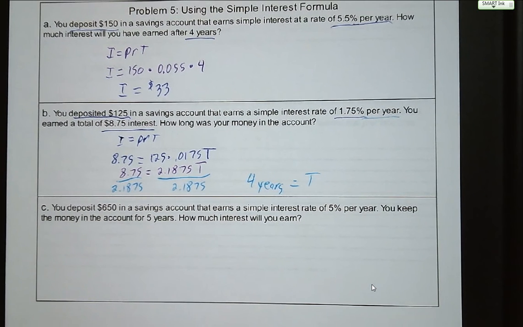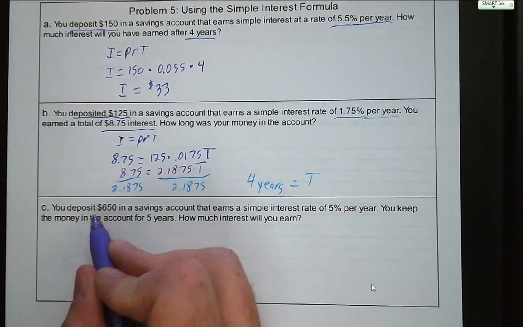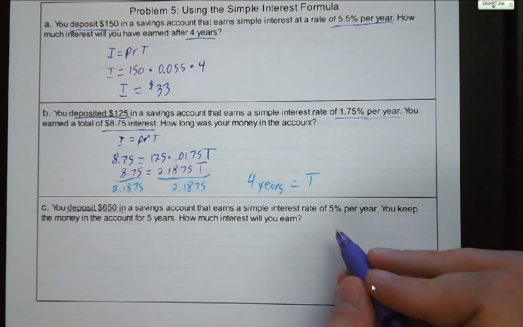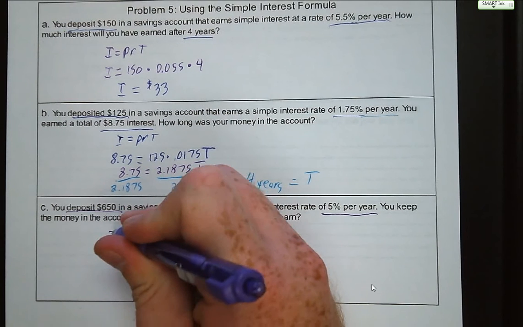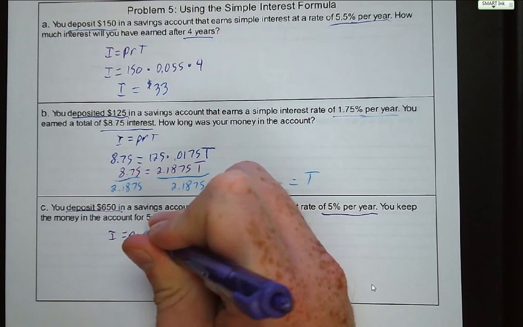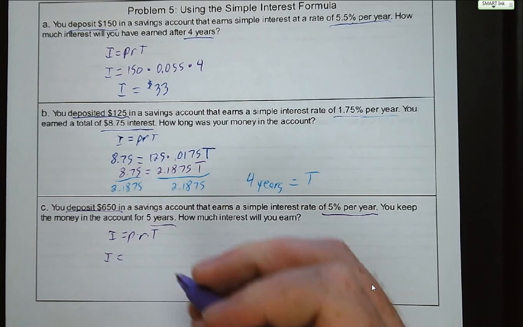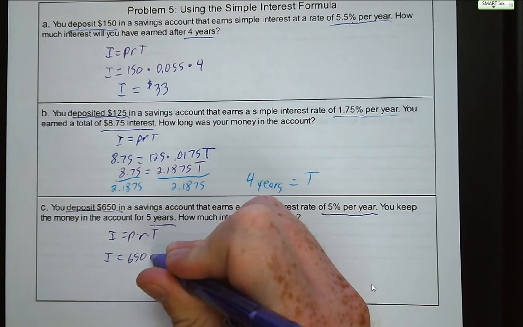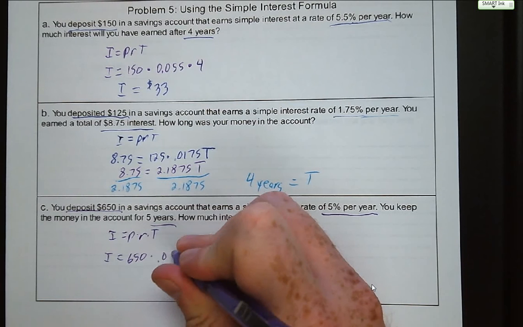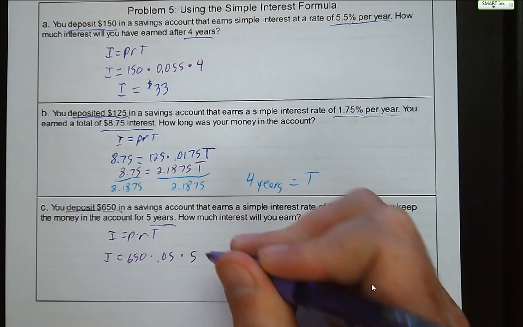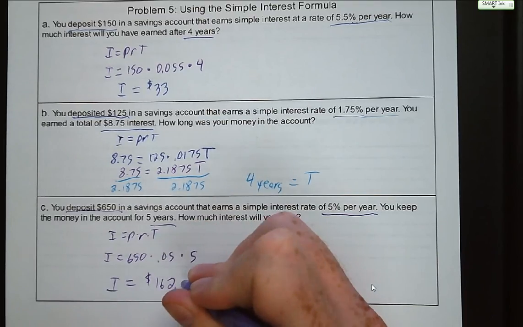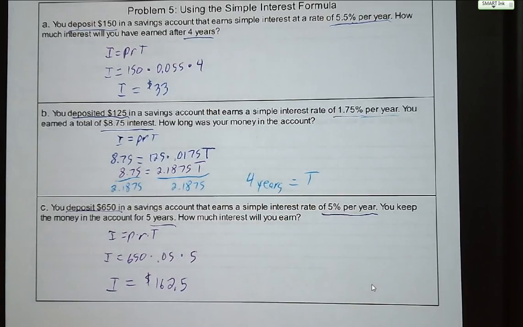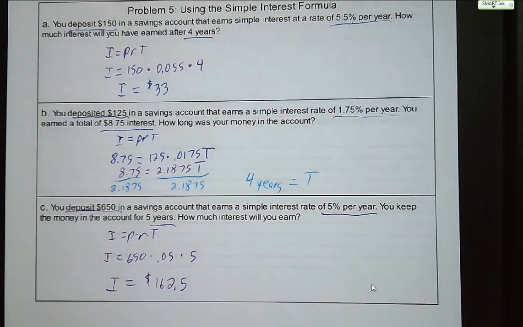Letter C, you deposit $650 into a savings account that earns a simple interest rate of 5% per year, and you keep the money in your account for 5 years. How much interest will you earn? Interest is equal to principal times rate times time. Our principal is $650 times our rate of 0.05 times our time, which is 5 years. So our interest is $162.50.